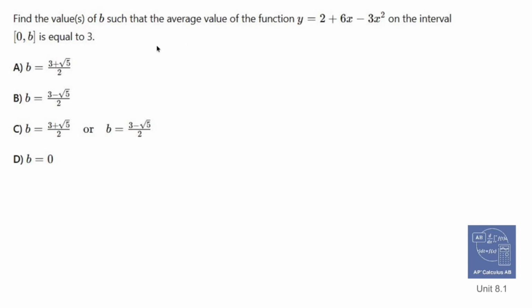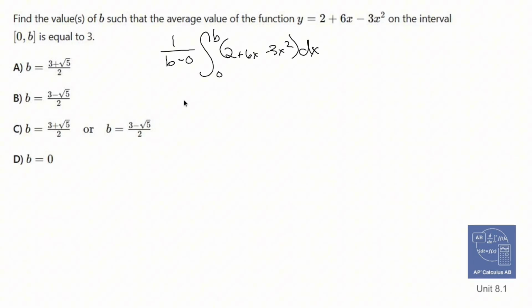All right, so here's our average value function. We're going to integrate between 0 and b of 2 plus 6x minus 3x squared dx. And at the end of the day, we want that to equal 3. We'll write that out at the end.